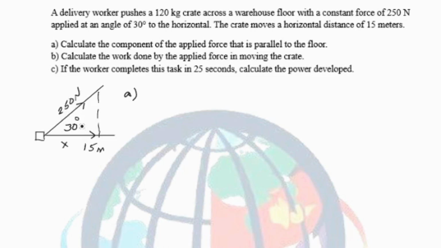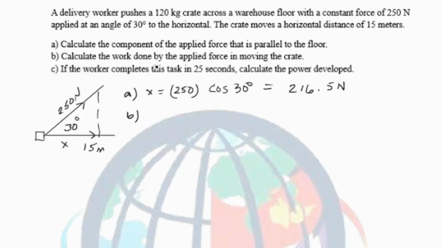Okay. So what you want to do then is you want to say that x is going to be equal to 250 multiplied by the cosine of 30 degrees. And once you do that, you will end up with 216.5 newtons. So that takes care of part A. What's very important in part A is that you get the concepts, okay? Again, feel free to leave your comments below.